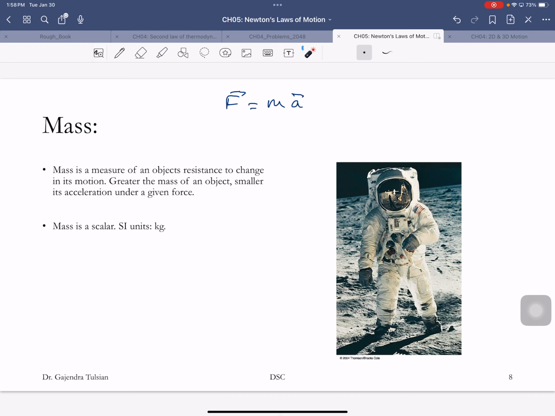Now, of course, mass we know is how much stuff you have. The more stuff you have, the harder it is to accelerate you. So the greater the mass of the object, the smaller its acceleration under a given force. Mass is a scalar, as you can see from this equation. This is a vector, and you can only multiply a scalar to a vector to get a vector.